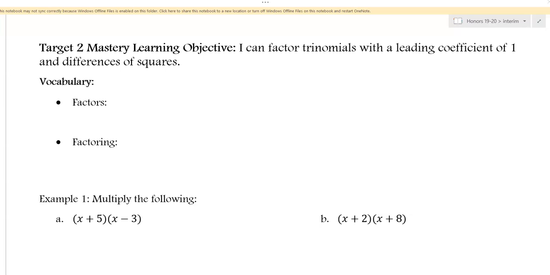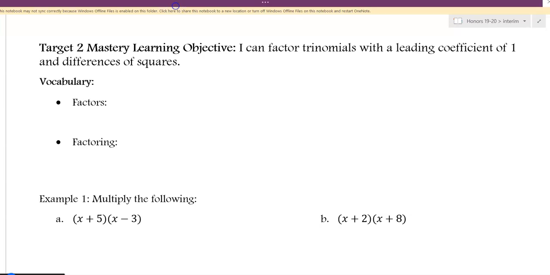We're now looking at target 2. I can factor trinomials with a leading coefficient of 1 and difference of squares. So, we want to know what factors are and what factoring is.